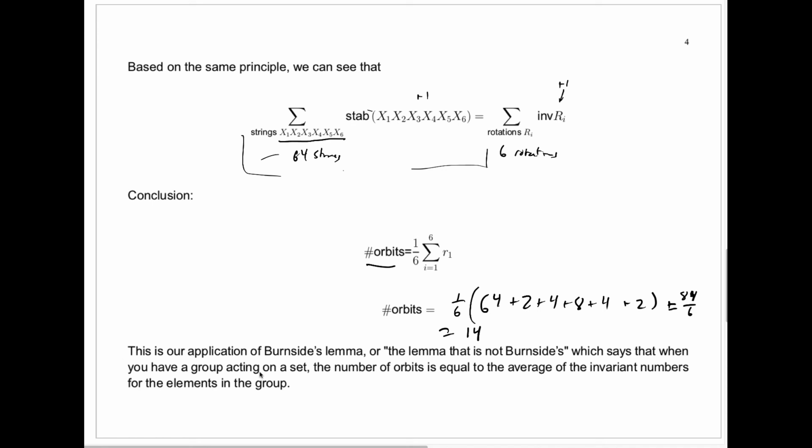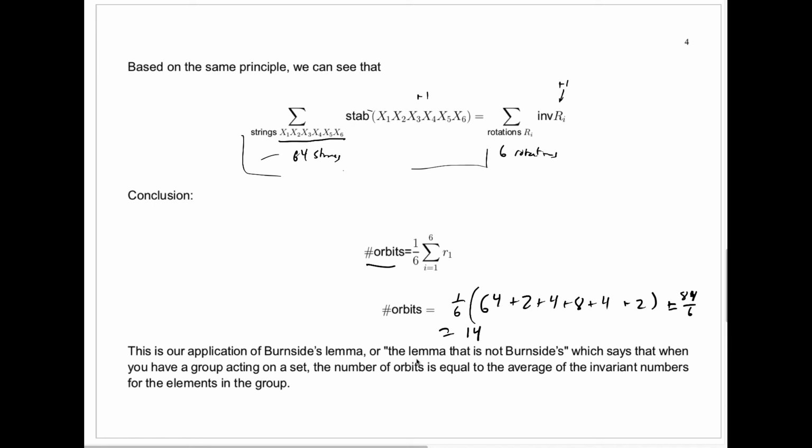If you haven't studied group theory, don't worry about this lemma in general. But what the lemma says is the number of orbits that you count, exactly what we're counting here, the number of orbits for the different elements in your set that are acted on by the group, is exactly the average of the invariant numbers for the members of the group. Invariant numbers are defined the same way. The invariant number for a group element is just the number of things in our set that that group element fixes. So it applies to any group when you're talking about its action on a set.